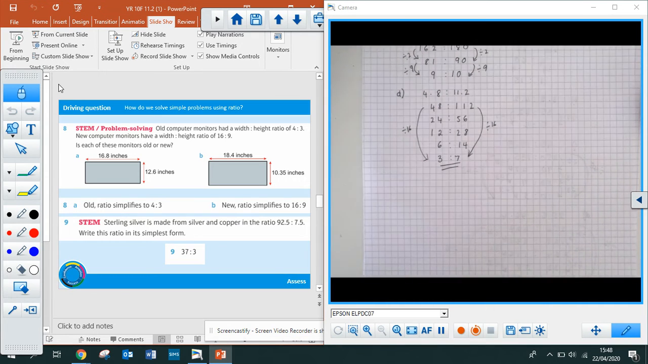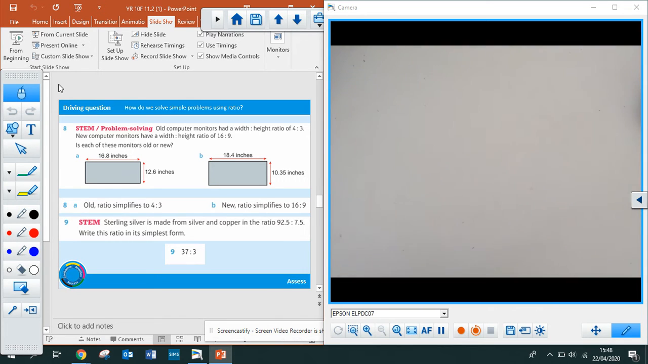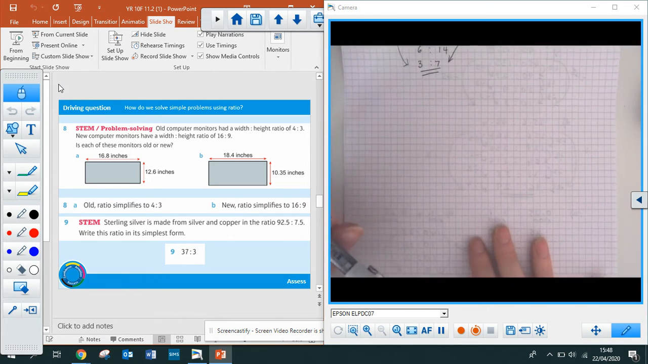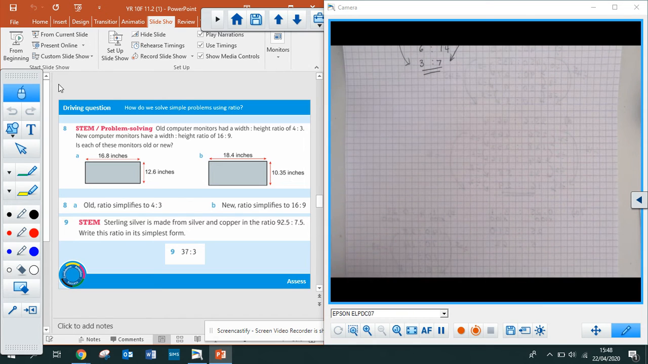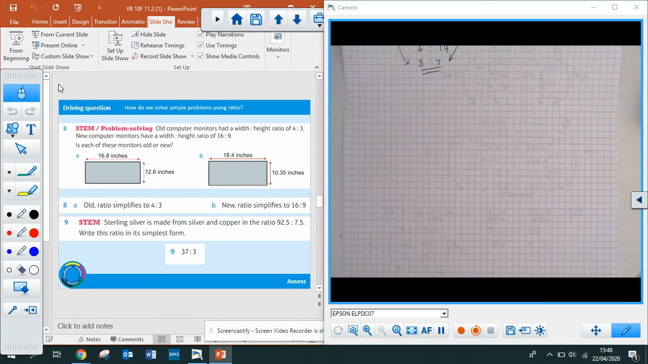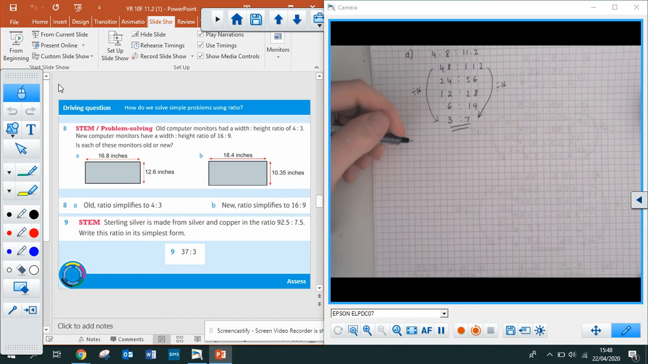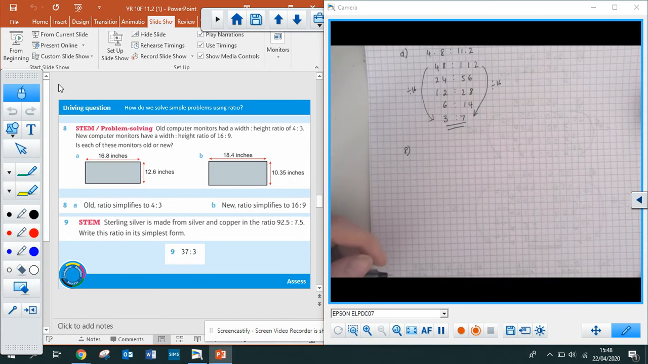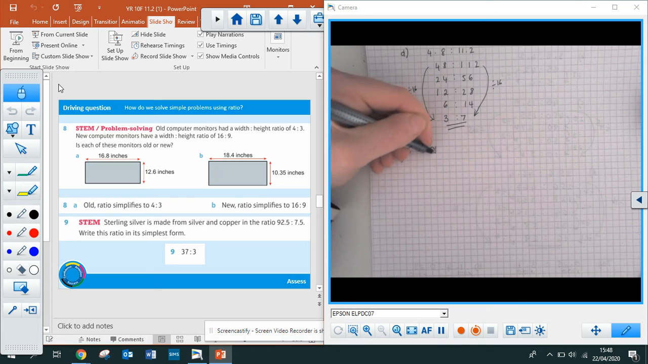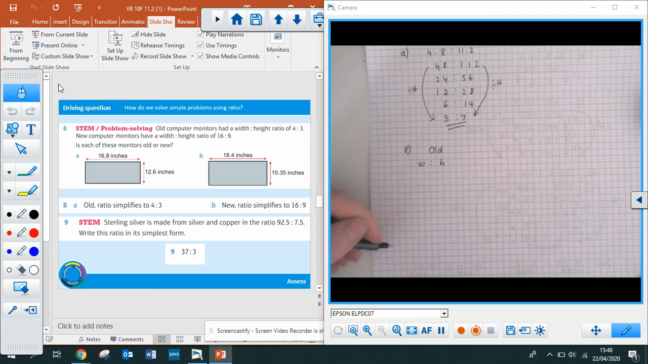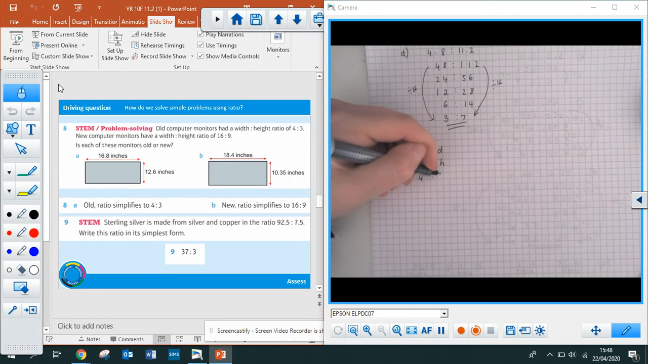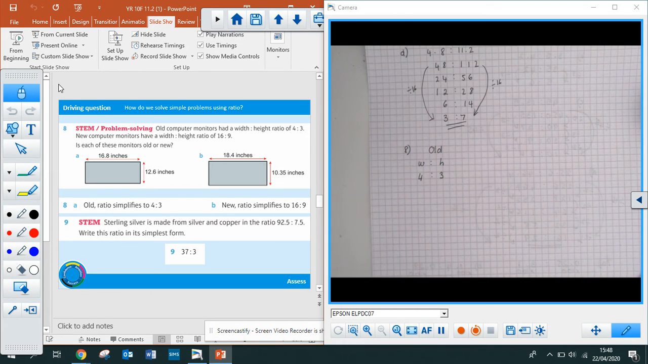Okay, so I've put the answers there up on the screen for question 8 and 9, but as usual I'm going to go through them as well to make sure that you understand them fully. So, question 8 says, old computer monitors had a width to height ratio of 4 to 3. So, I'm just going to start by writing that information down. So, for old computers, it was width to height of 4 to 3.